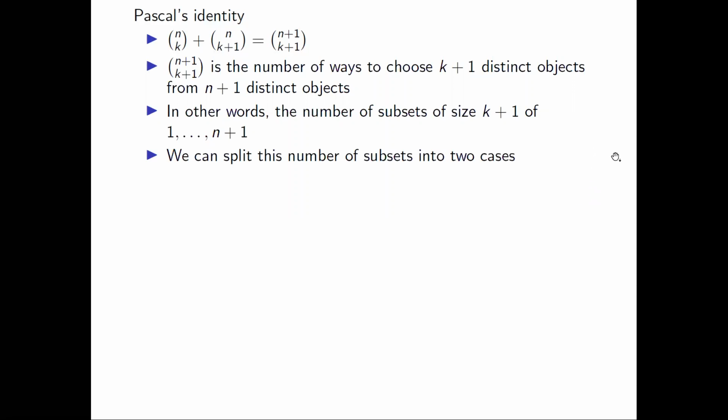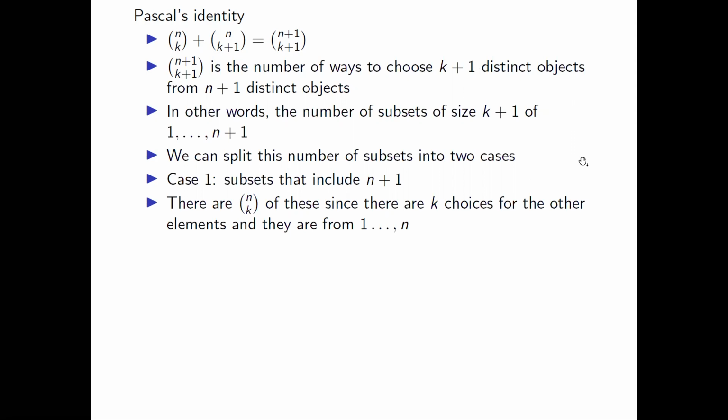And we can split this number of subsets into two cases. So when we count this number, we can break up that count into two separate counts. Case 1 will be the subsets that include n plus 1. And if we want to count how many subsets include n plus 1, we can see that there's n choose k of these. Since it includes n plus 1 and it has size k plus 1, that means there's k other elements in the subset. And those k other elements must be from 1, 2, up to n. So that's why we get n choose k for case 1.